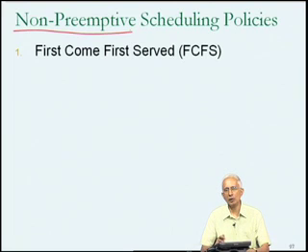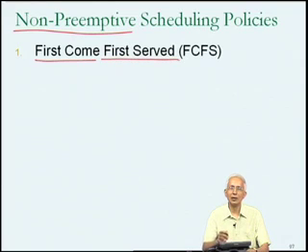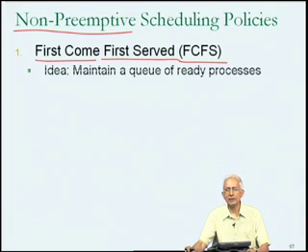Now, one idea for a non-preemptive scheduling policy is this idea of first come, first served. The idea here is the process which came into existence first could be the one that is allowed to run in the CPU first. Hence the name first come, first served. So to implement this kind of a policy, the operating system scheduler would maintain a queue of ready processes.